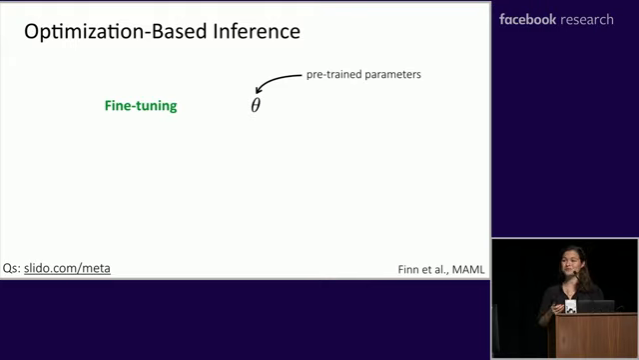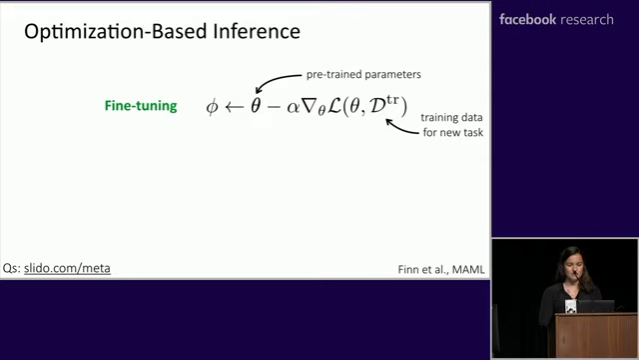It'd be quite nice if we can just run fine-tuning on our 6 examples and get some answer, some function. The key idea behind this approach is to explicitly optimize for a set of pre-trained parameters such that fine-tuning with a very small data set works very well.